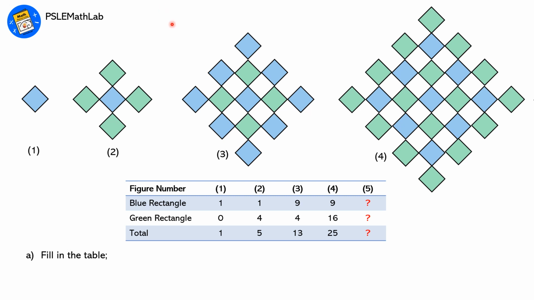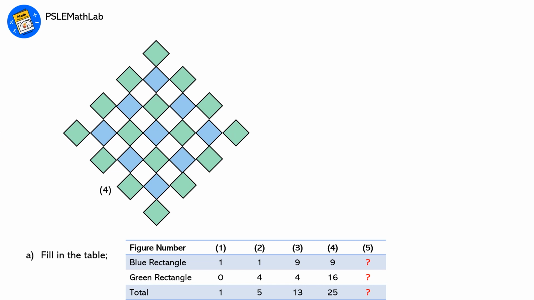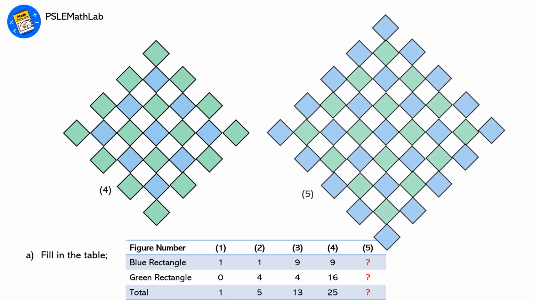First thing we notice by observing figure 1 to 4 is that there's an increasing number of rectangles. Particularly, there's an additional layer of rectangles of a different color added with each figure. So naturally, figure 5 will be adding a layer of blue rectangles on top of figure 4. And here is figure 5 in its totality.